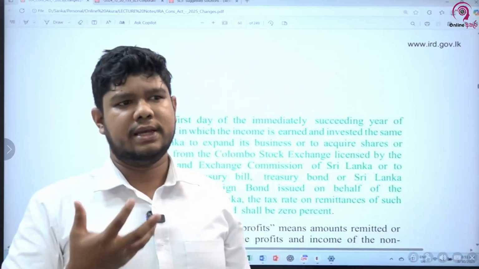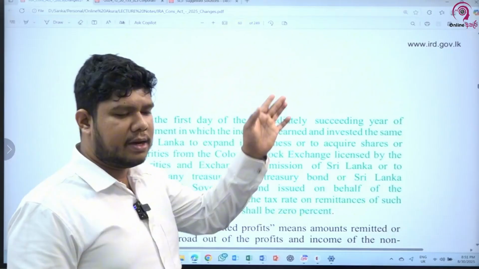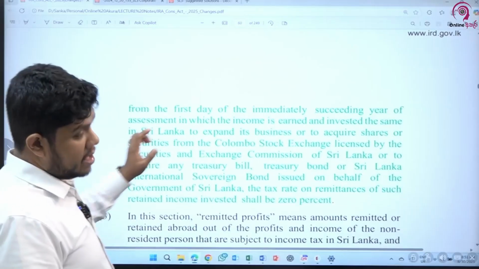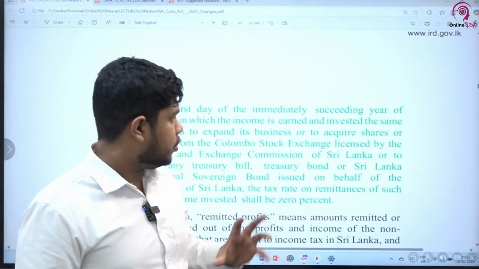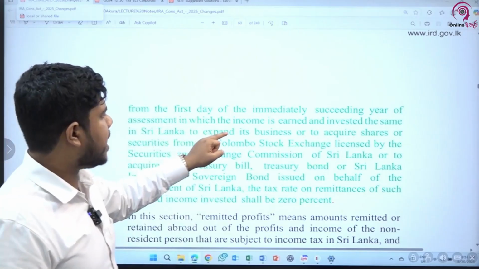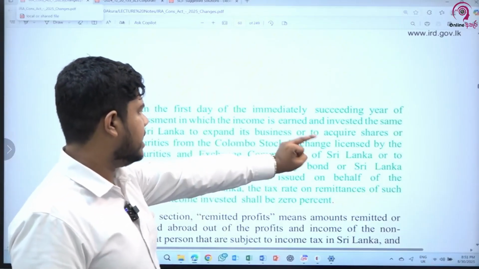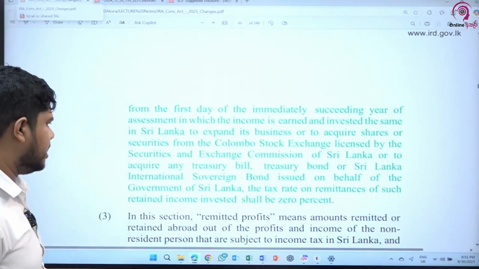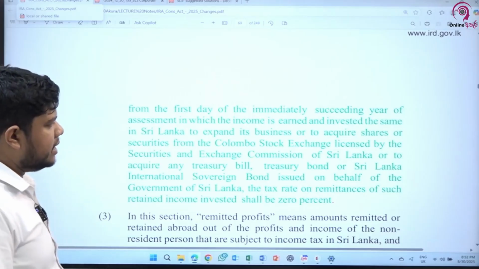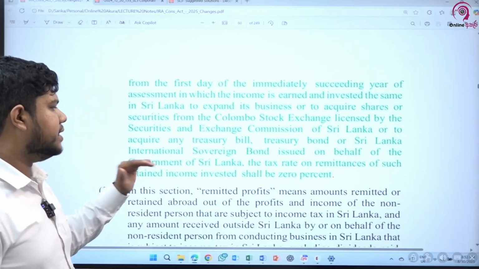You earn, let's say in year of assessment 23-24, you earned income and you keep it for 3 years, immediately succeeding that year of assessment, right? And then you not only keep it with you, you invest the same in Sri Lanka to expand its business or to acquire shares of securities from the Colombo Stock Exchange listed by the Securities and Exchange Commission of Sri Lanka, or to acquire any treasury bill, treasury bond, or Sri Lankan international sovereign bond issued on behalf of the government of Sri Lanka. The tax rate on remittance of such retained income shall be 0%.